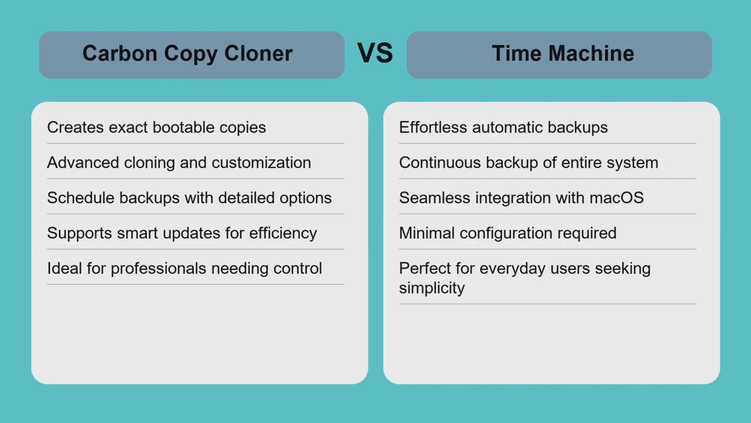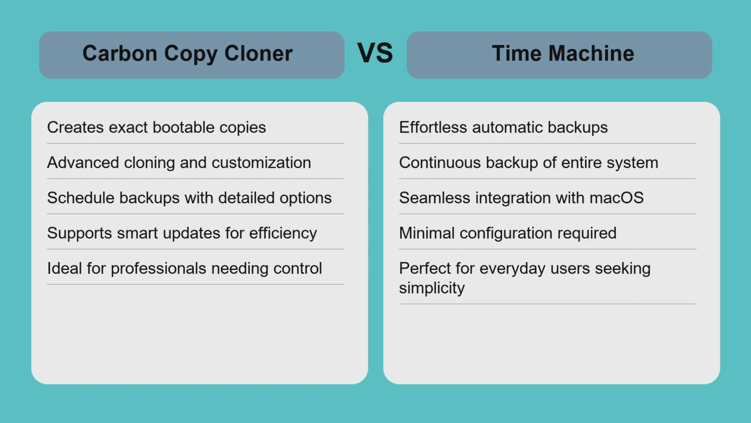Carbon Copy Cloner and Time Machine serve different backup needs. Carbon Copy Cloner excels for users who want bootable backups and granular control over backup schedules and destinations, making it ideal for professionals or those with complex workflows. Time Machine shines with its simplicity and integration, offering continuous automatic backups perfect for most Mac users who want hassle-free data protection. While Carbon Copy Cloner requires setup and a purchase, it offers faster recovery options through bootable clones. Time Machine is free and user-friendly but lacks bootable backups and advanced customization.